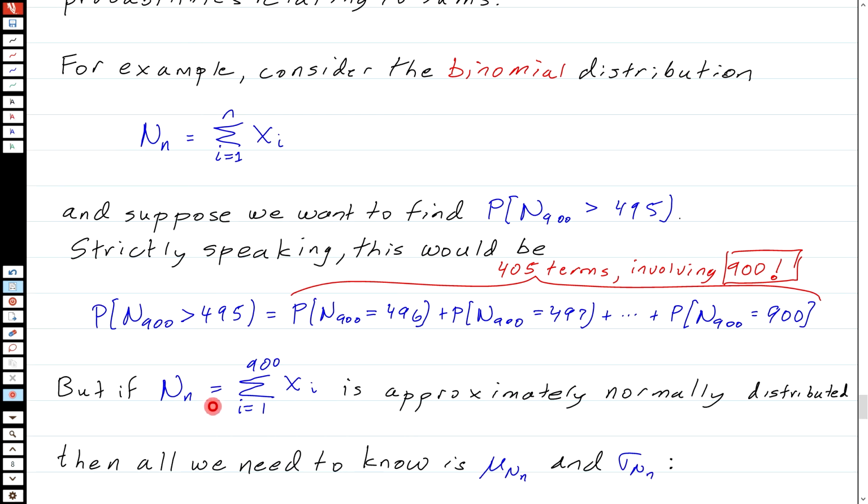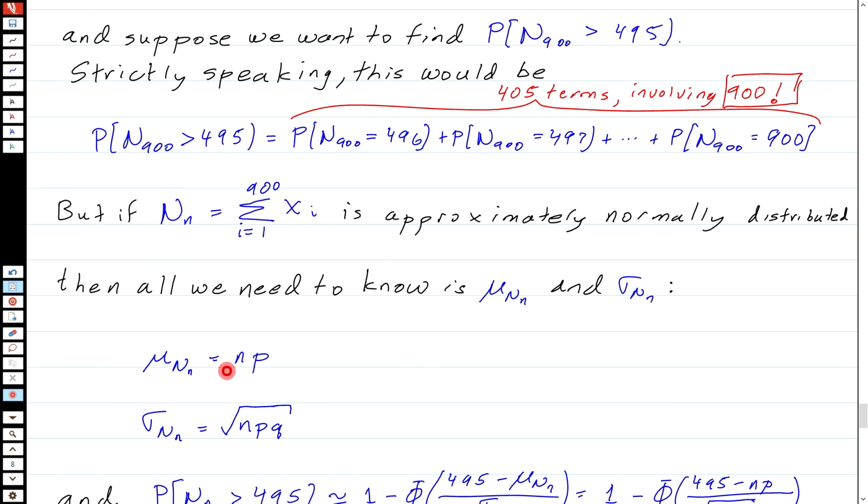And then you've got p to the 900, so exceedingly small numbers and large numbers. But if this quantity, the sum for i equals 1 to 900, is approximately normally distributed, and it will be because n is very large, then all we need to know is what is the mean and standard deviation of this, and then treat it as if it's normally distributed.